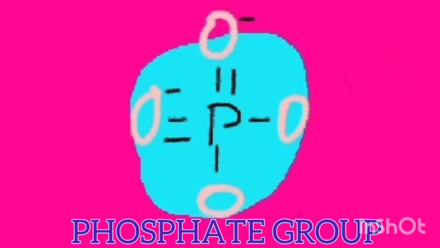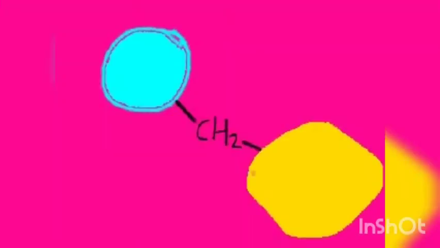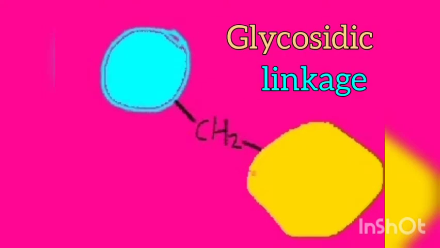Now let's look at the phosphate group. Both DNA and RNA have the same structure of this part. Now let's look at the bond between the phosphate group and pentose. This bond is called glycosidic linkage. The third part of a nucleotide is the nitrogenous base.